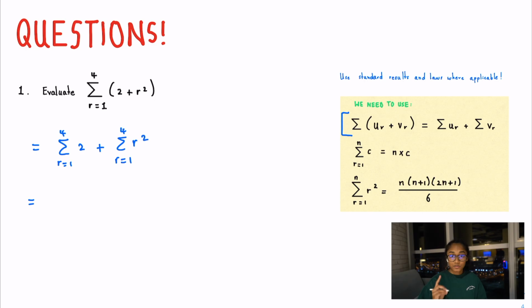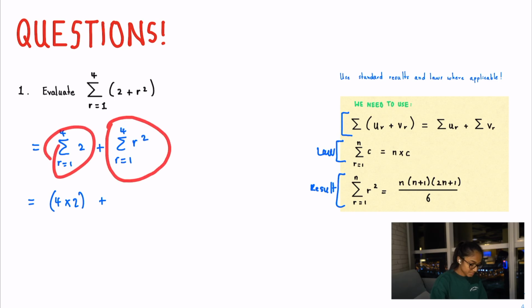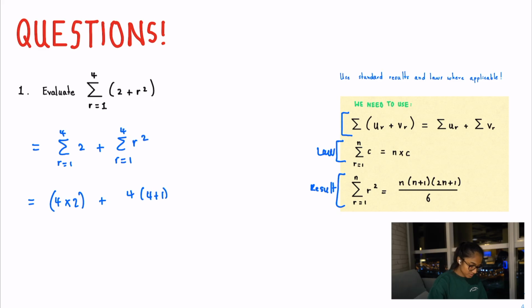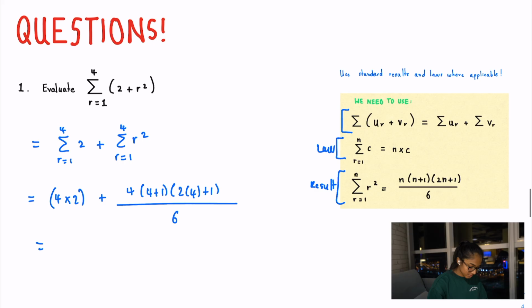Now r is equal to 1, so we can do this by using this is a law and this is our result. So the first here will use the law, this will use our law, and this will use a result. So this will be 4 plus 1, 2 plus 1, all over 6. And then all we have to do is simplify.